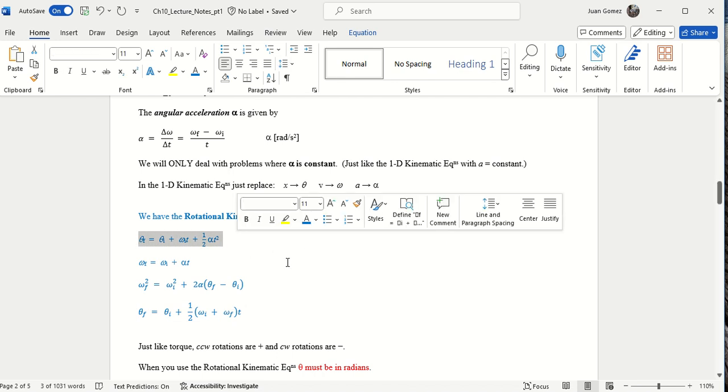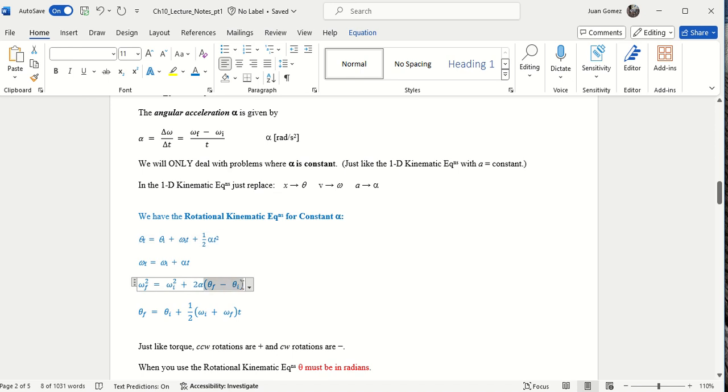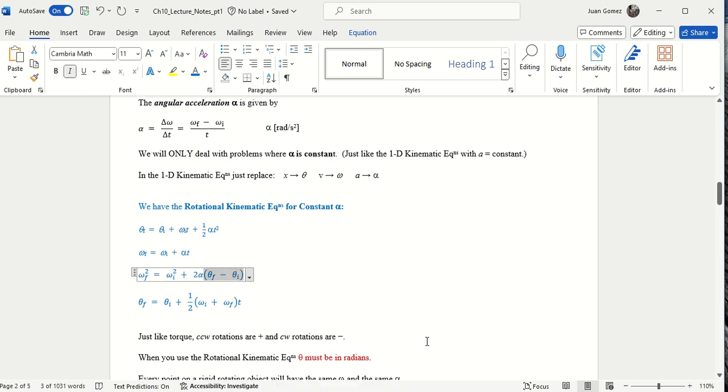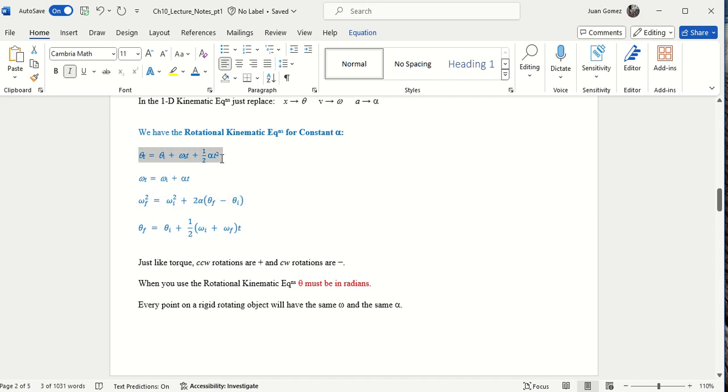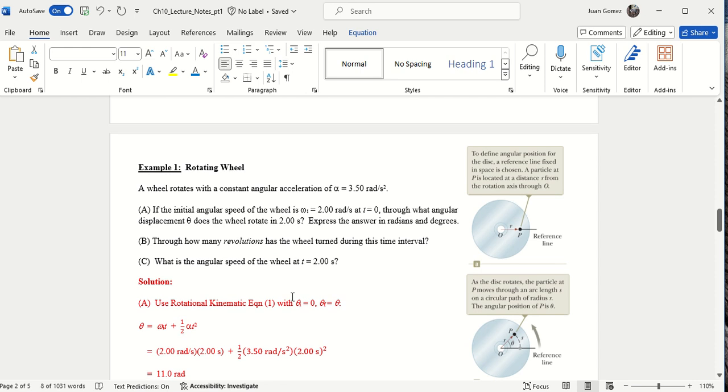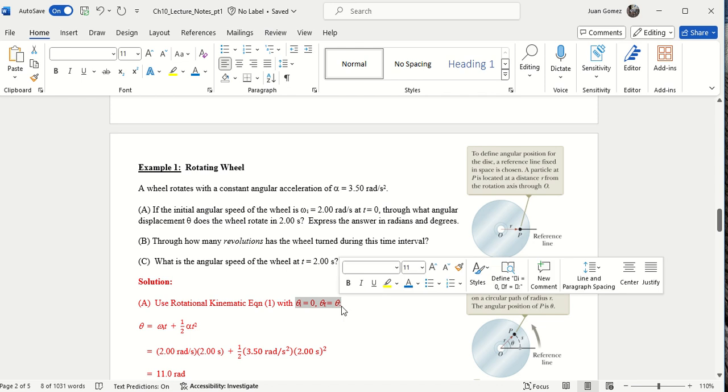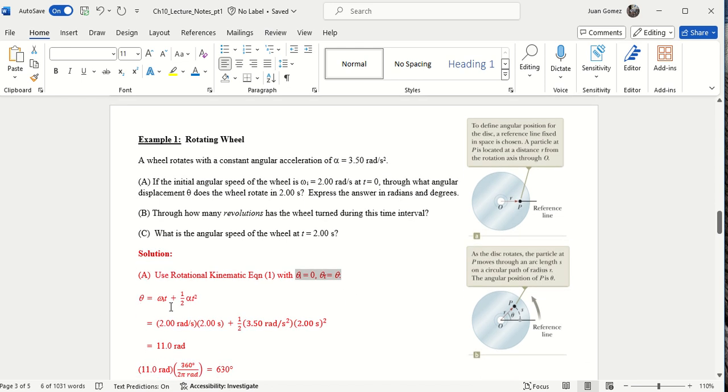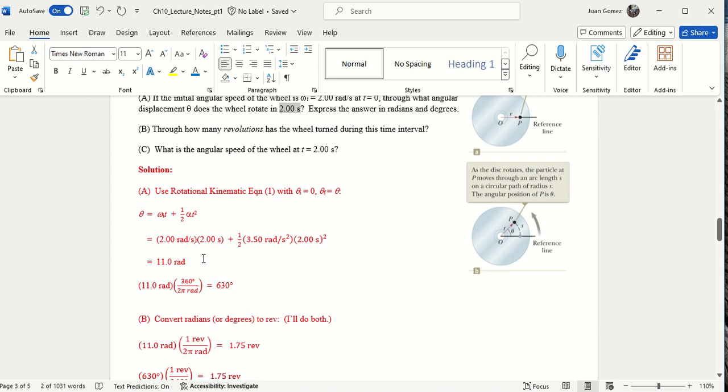And for the rotational kinematic equations, most of the time, not always, we can set theta I equal to 0. So let me use equation 1 with theta I equal to 0, and I'll just call theta f theta. So I get theta is equal to omega I t plus 1/2 alpha t squared. I know omega I, I know alpha, and I know t. Plug in the numbers, and I get 11.0 radians.